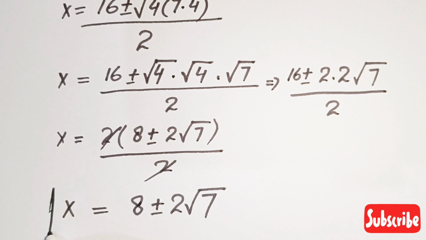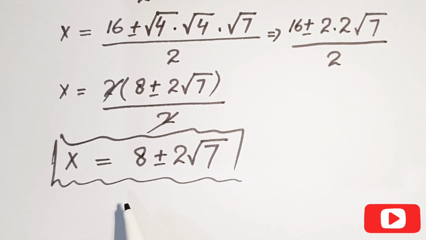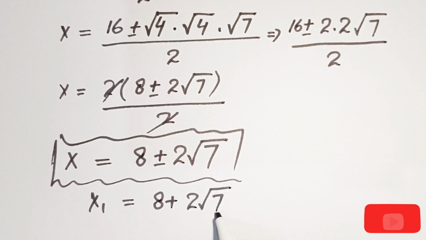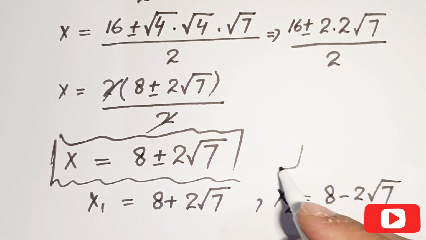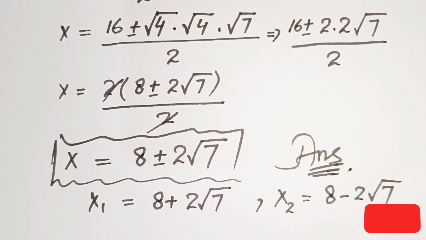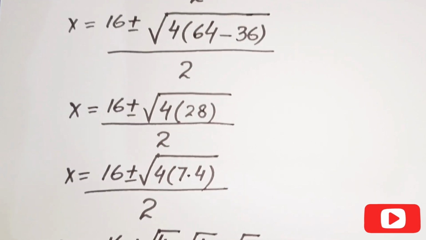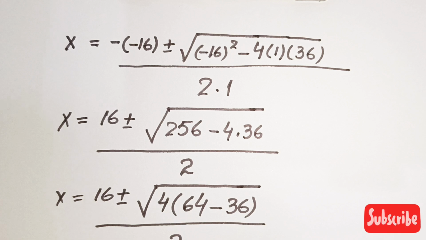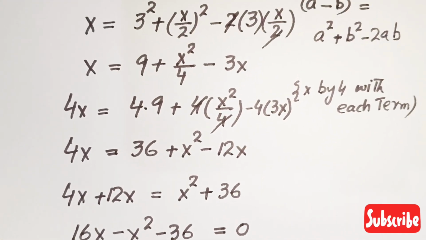So it is our final answer that we get two values of x here. The first one is x1, that is 8 plus 2 times square root of 7, and the other value is x2, that is 8 minus 2 times square root of 7. So it is our final answer. We just found the value of x here. So it is our entire solution. You can check all these steps that we have done.